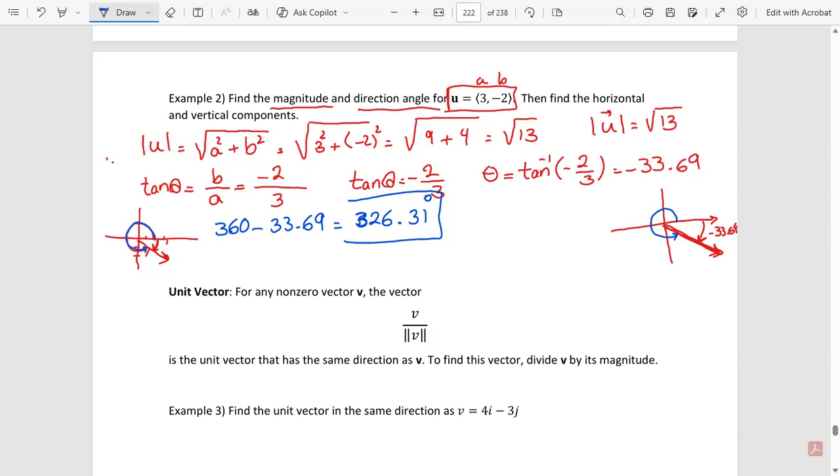Now it's asking us to find the horizontal and vertical components. The horizontal component is A and the vertical component is B. We don't need to find them because they are all given to us. So the horizontal component A is 3. The vertical component B is -2.